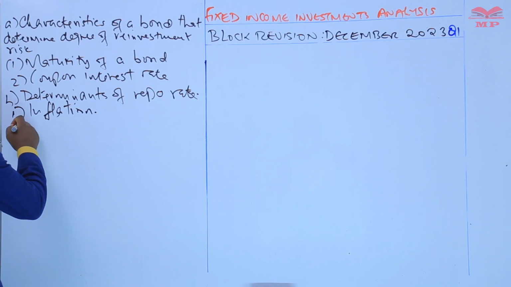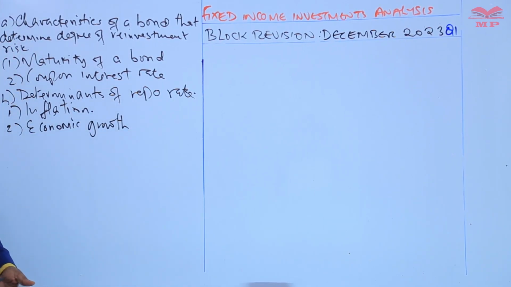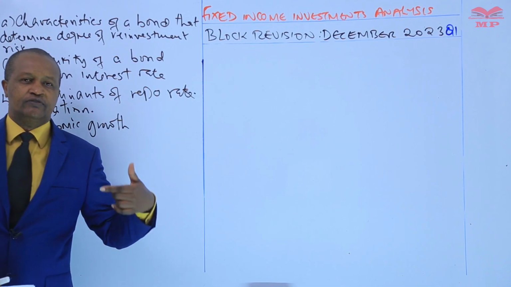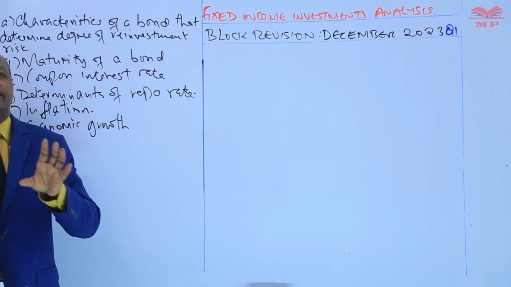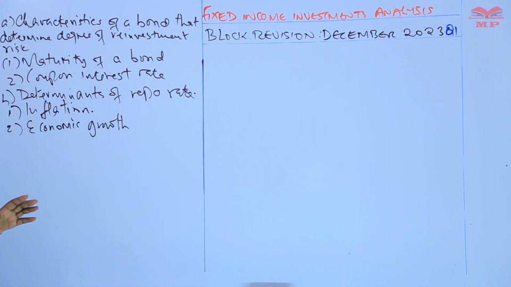Number two, economic growth. Now, the repo rate can be a tool to influence economic growth of a country. If the economy is sluggish, the central bank might lower the repo rate to make borrowing cheaper, thereby encouraging businesses and individuals to borrow and invest, which can then stimulate the economy.